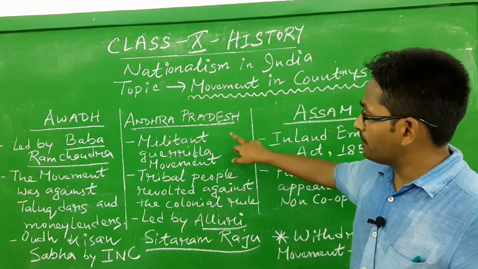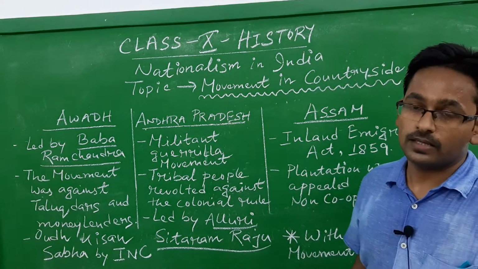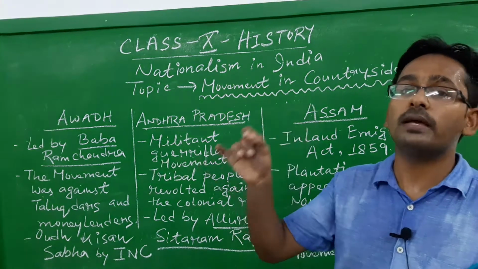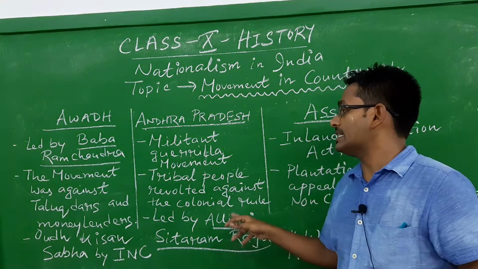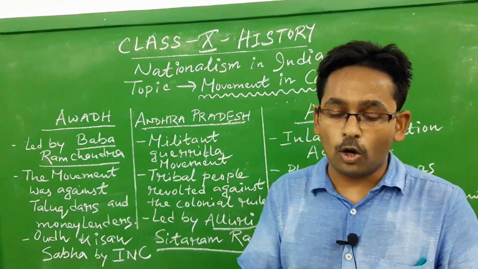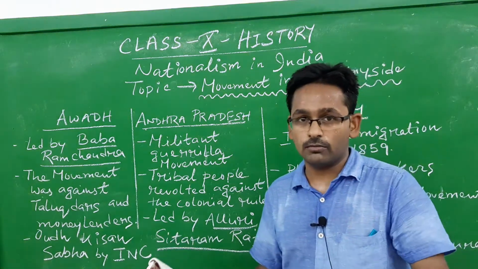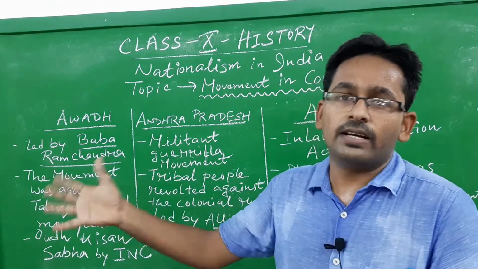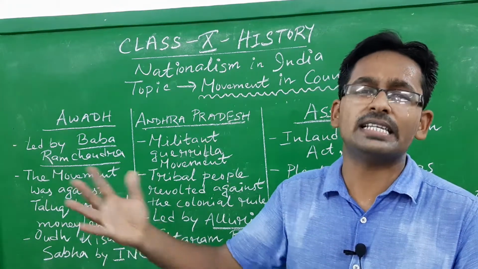In Andhra Pradesh, the movement was a militant guerrilla movement, led by the tribal people of the Gudem Hills. These tribal people started the movement against colonial rule, because the colonial rulers prevented forest people from entering the forest areas and prevented them from collecting firewood, fuelwood, and their basic needs from the forest.